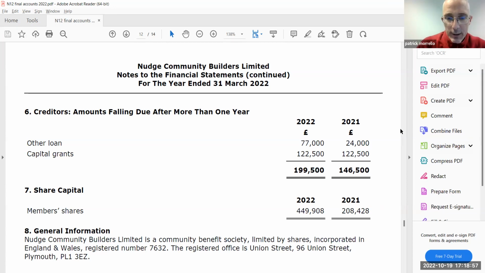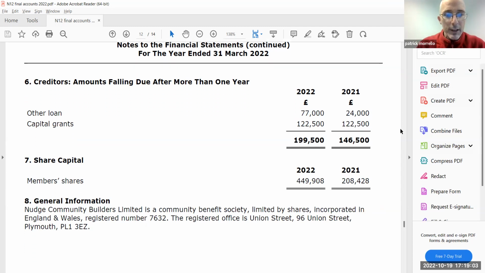Then note 7 is the share capital. We discussed that before. 100,000 is still due from Cooperative UK.